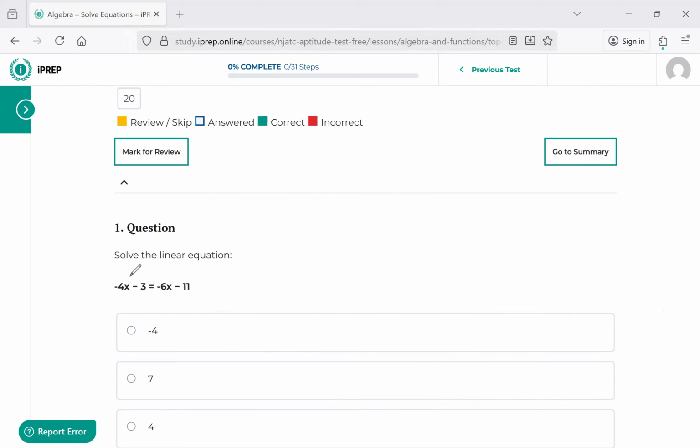So on the left side, we have negative 4x minus 3, and on the right, you have negative 6x minus 11. Remember when you're dealing with one or two step equations, I always first check if you can combine like terms on both sides. That's the first step I would always do when solving equations, whether it's a one step, two step, three step, or even a four step. Always check if you can combine like terms.